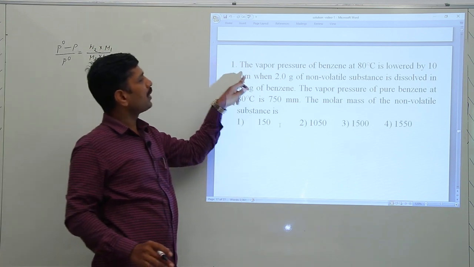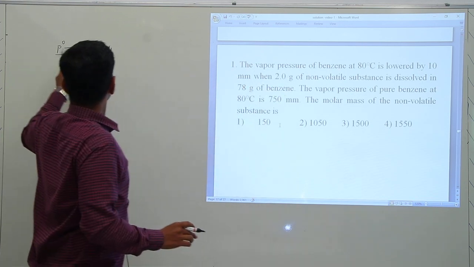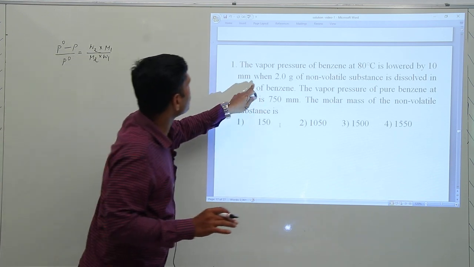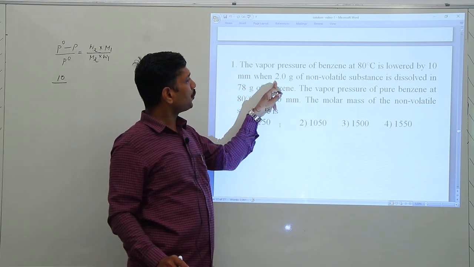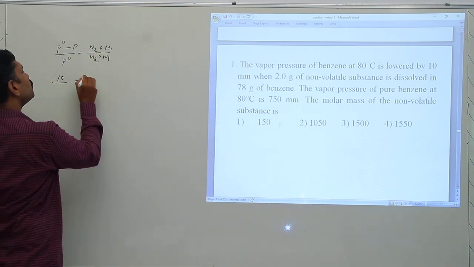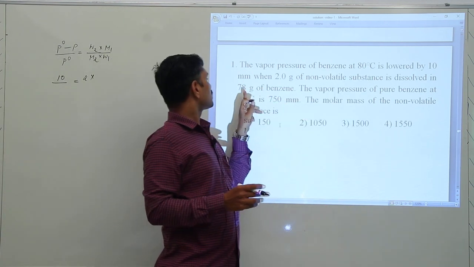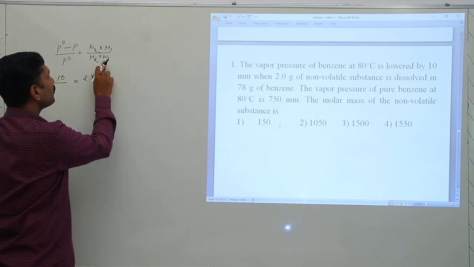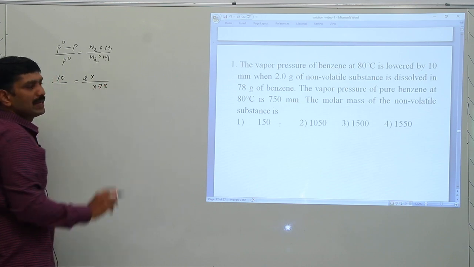What is the question here? The vapor pressure of benzene at 80 degrees is lowered by 10 millimeter, means P naught minus P represents the lowering of vapor pressure, which is 10. Two gram of non-volatile substance is dissolved in 78 gram of benzene. What's the weight of the solute here? 2. Dissolved in 78 gram of benzene, so benzene is the solvent, and the weight of the solvent is 78 gram.